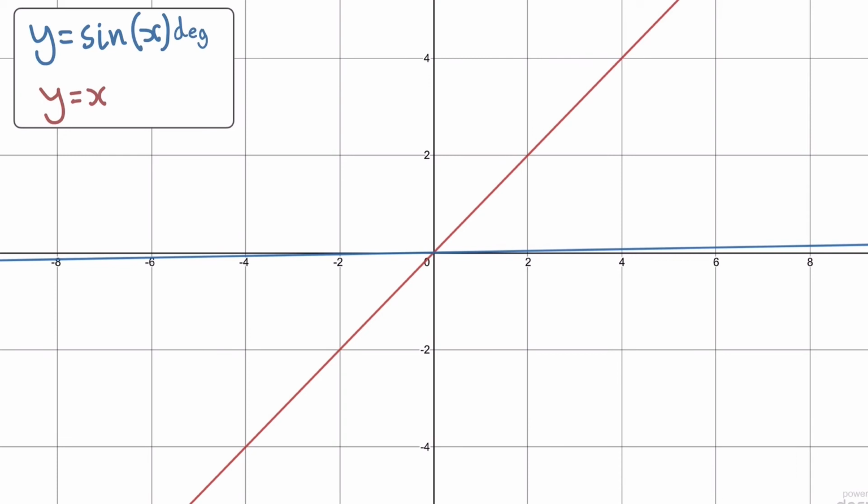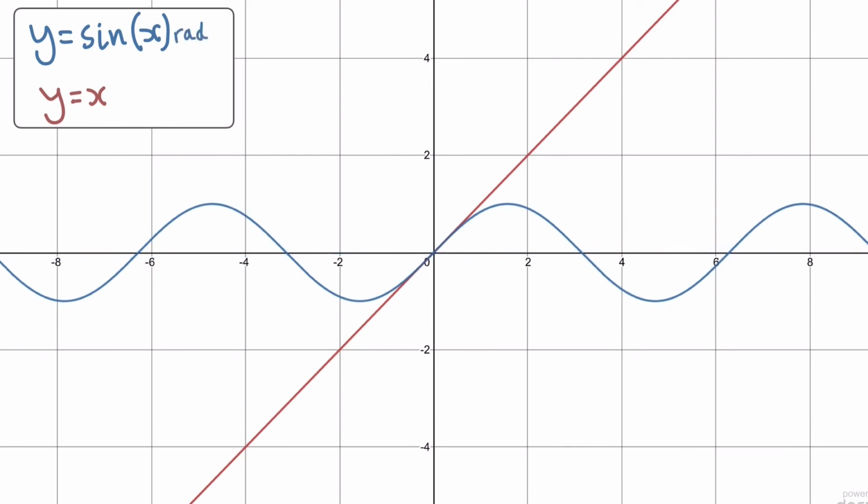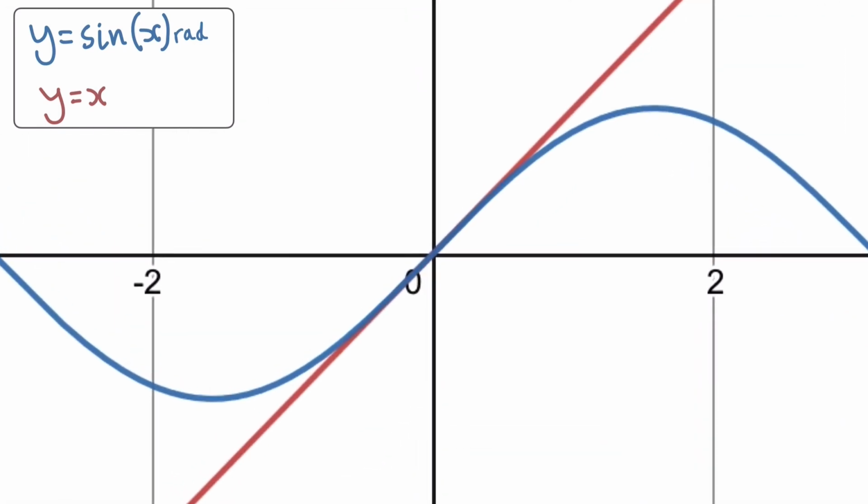But see what happens when you change the angle unit from degrees to radians. Now it looks like something more interesting is going on. If we zoom in, it'll be a bit clearer. So what we can see here is that around x values of 0, the blue and red lines seem to be very close to each other. Or we could say that sine x is approximately equal to x for small values of x.